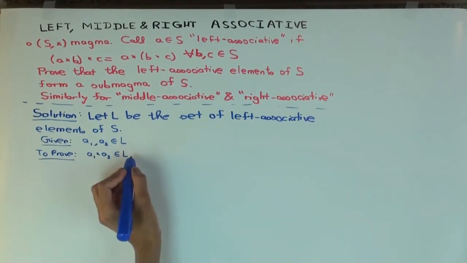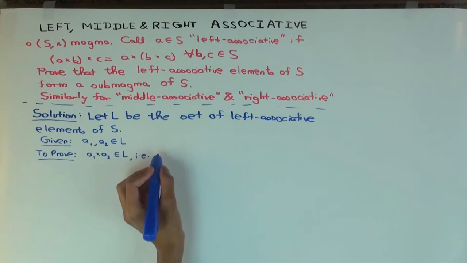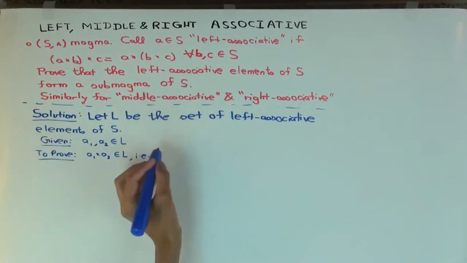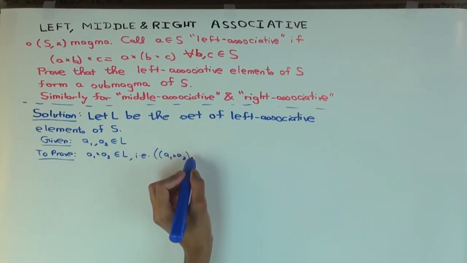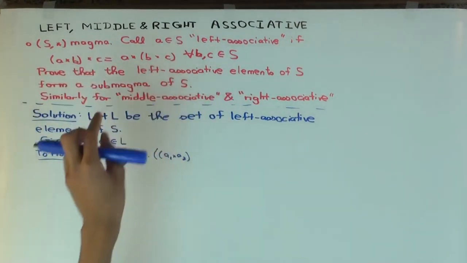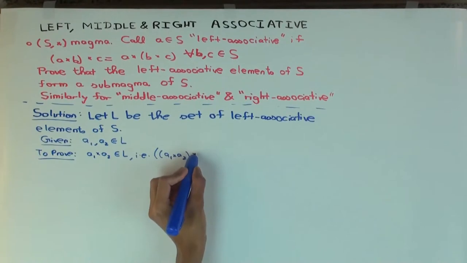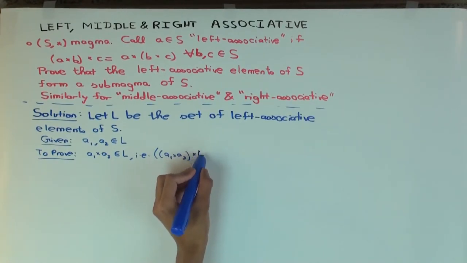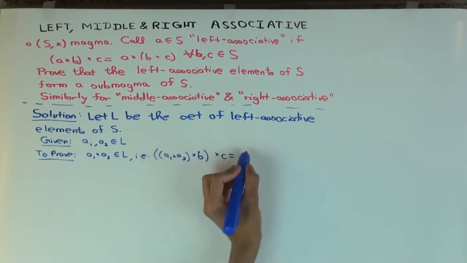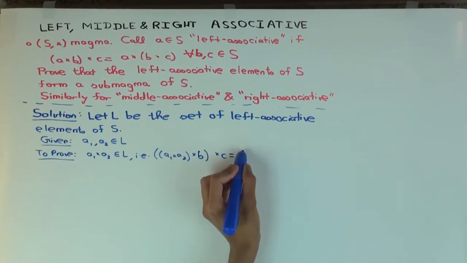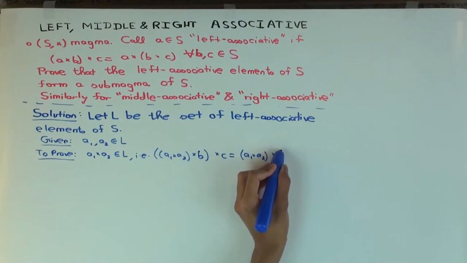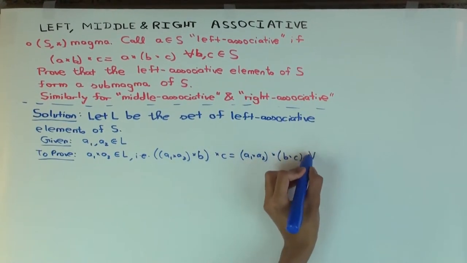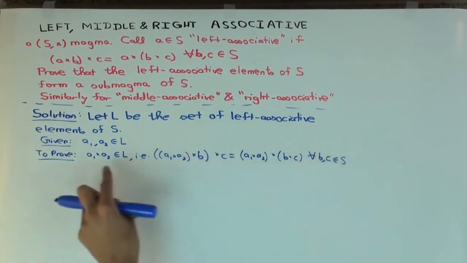Which, more explicitly, what do we want to prove? A1, A2 are left associative. Yeah, which in this thing, what did it say? Just say this with A1 star A2 in place of A, right? That's what we want to prove, right? A1 star A2, star anything, just call it B, star C is what? Is A1 star A2, star in the bracket, and star C, for all B, comma, C in S. So this is what we want to prove.